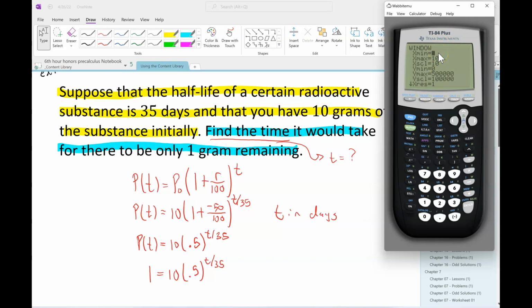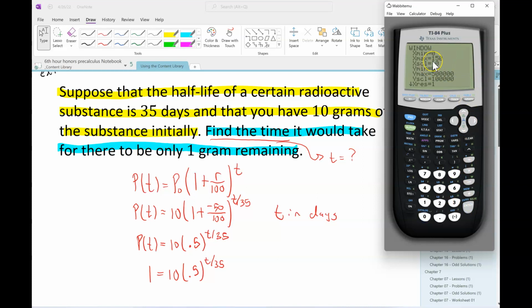Let's think a little bit about the x. So we start at 10. After 35 days, there's 5. 70 days, there's 2.5. 105 days, there's 1 1/4. 140 days, there's 0.625 or so. So it's going to be between 100 and 140. So I'll go up to 150.